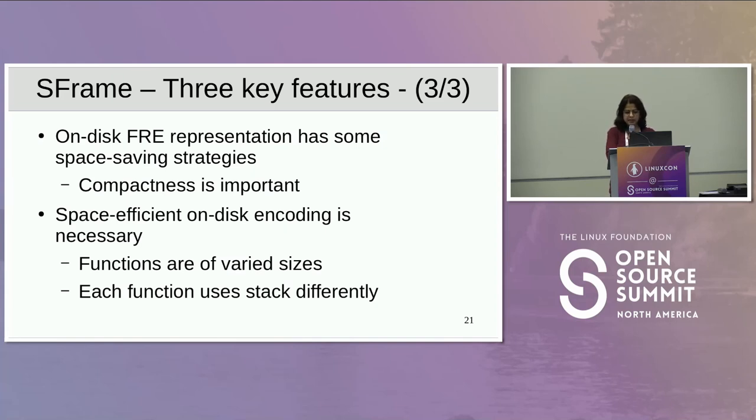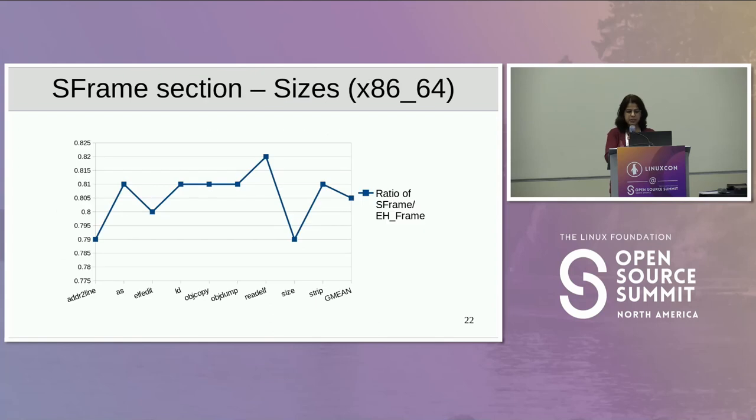So taking all three things together, well, before we do that, this is one graph that I have. We need to take it with a grain of salt. What this graph shows you is the ratio of SFrame to the EH frame sections.